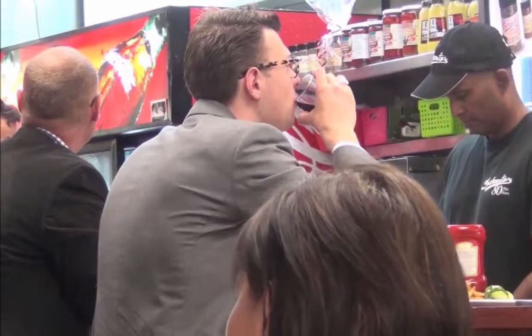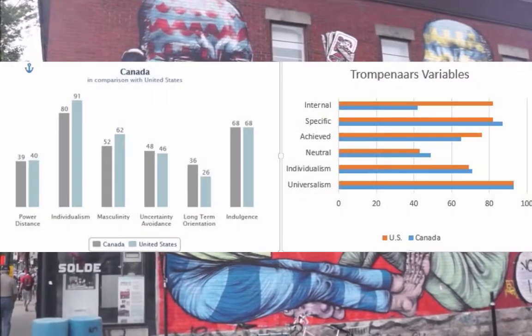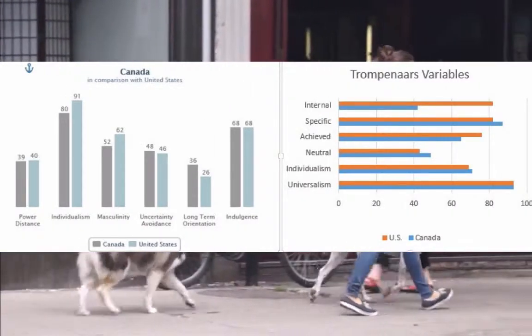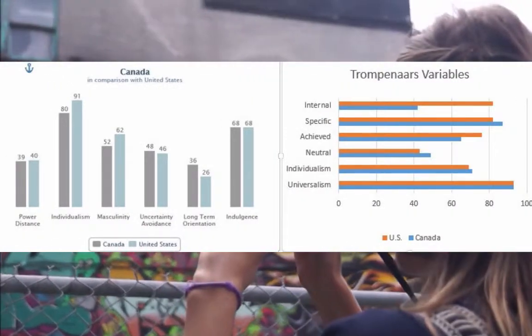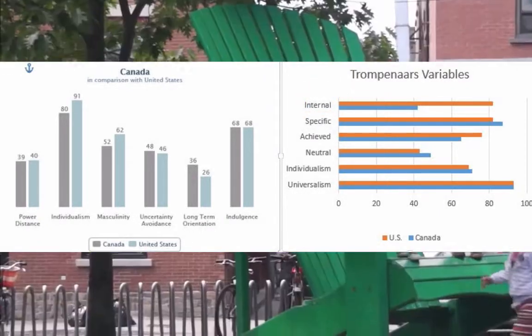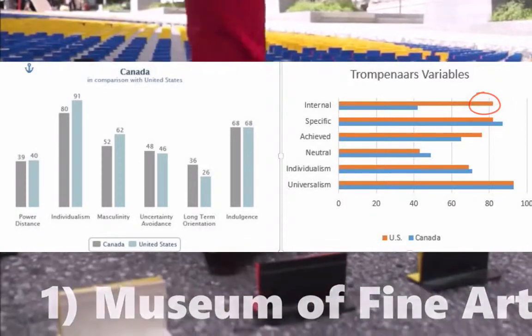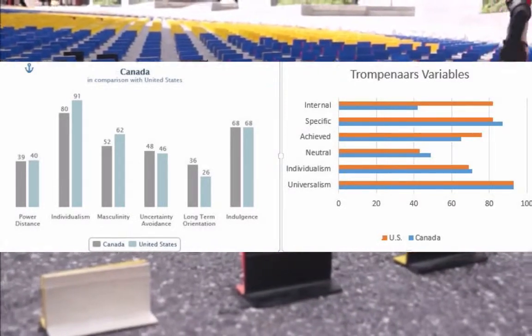Contrary to this man's opinion, when we take a look at some of the cultural variables such as Hofstede's and Trompenaars', you can see that Canada and the United States are very similar in many of these cultural variables. The largest difference comes in internal versus external of Trompenaars, where Canada scores a 42 and the US scores an 82, which means Canadians are much more externally natured.